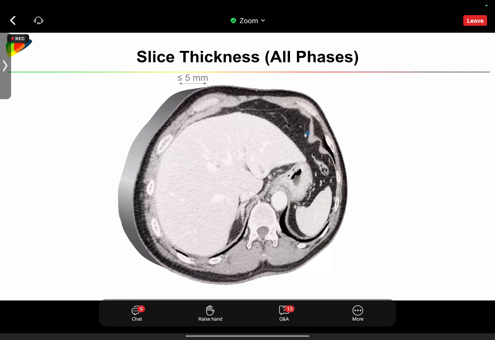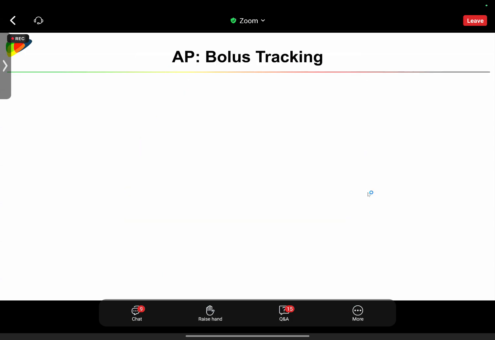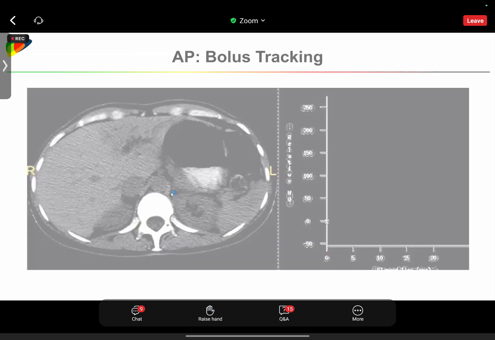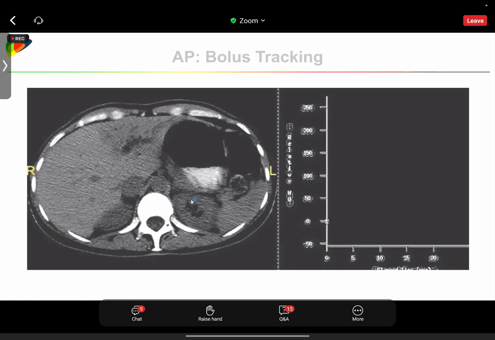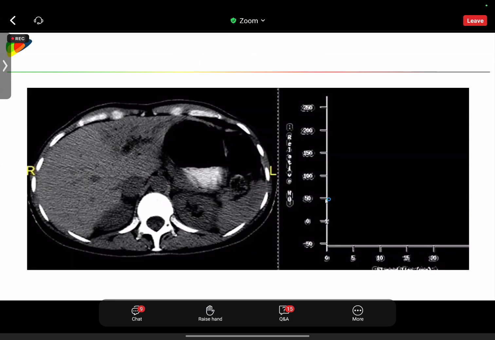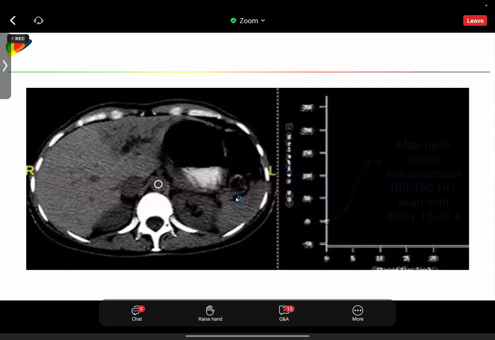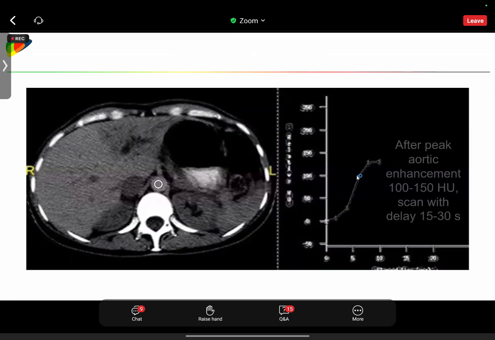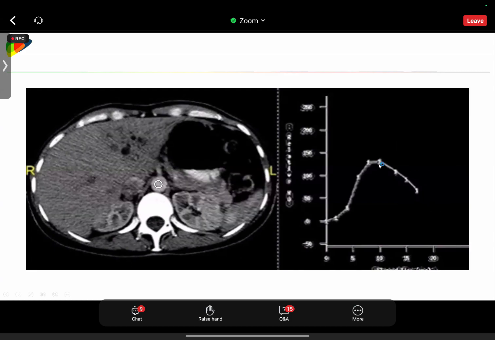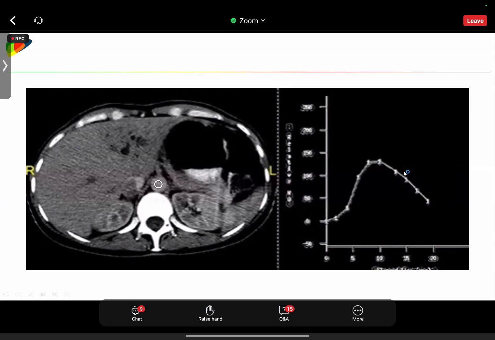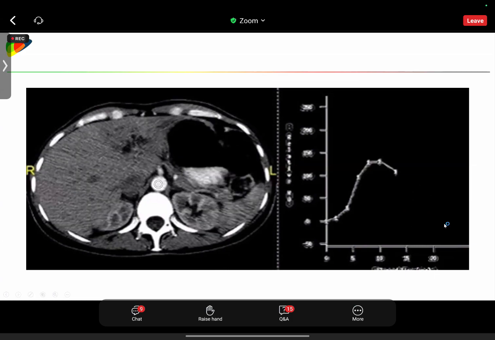To time the arterial phase, ideally it's bolus tracking, where the technologist places the ROI at L1 level, and they track the contrast in this region, and then they see where the peak is, and that's our peak enhancement. And then that's where you scan 15 to 30 seconds after this peak enhancement.